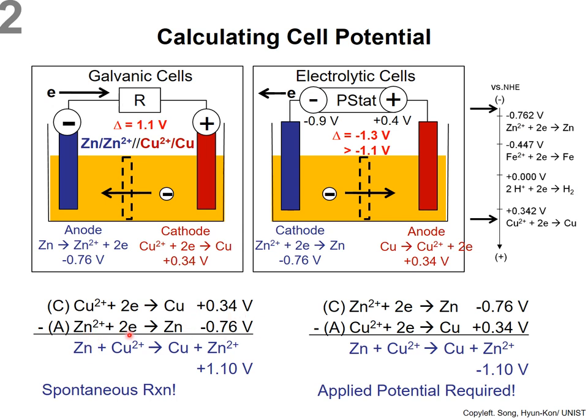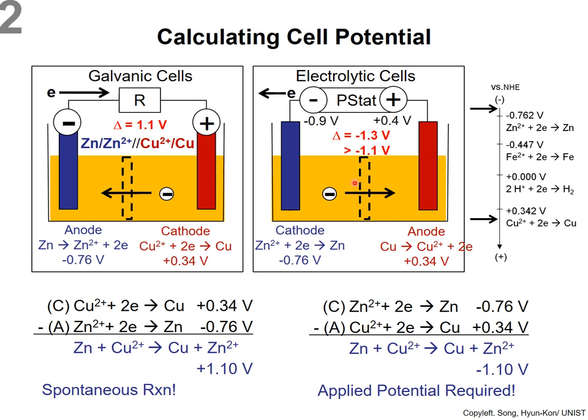Then zinc 2 plus 2 electron is going to zinc at minus 0.76 volt. And then the numerical operation with some negative signs here. So this is going to there, and then the second reaction is reversed. So finally, you could find the full cell reaction without any electron because electrons are removed from each other. Then the resultant cell potential of galvanic cells is plus 1.10 volt. Plus means spontaneous reaction.